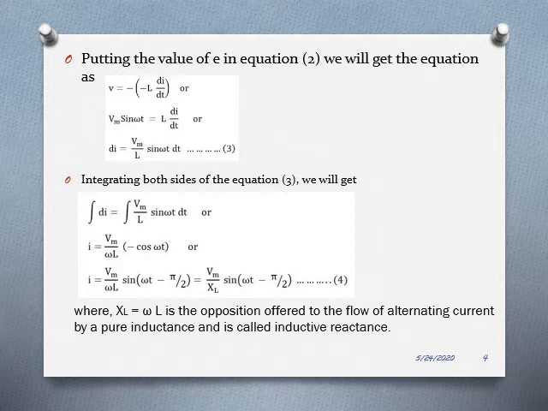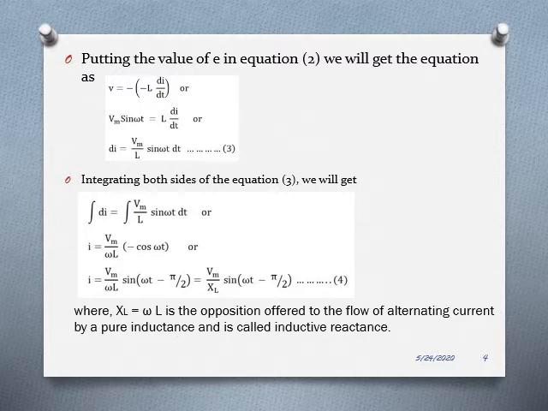So integral of di will be i. Vm by L is constant, so take it outside the integration. Integral of sin omega t is minus cos omega t divided by omega. So we get i is equal to Vm divided by omega L sin of omega t minus pi by 2, because you may write the minus cos omega t as sin of omega t minus pi by 2.